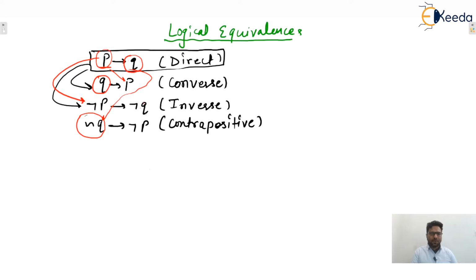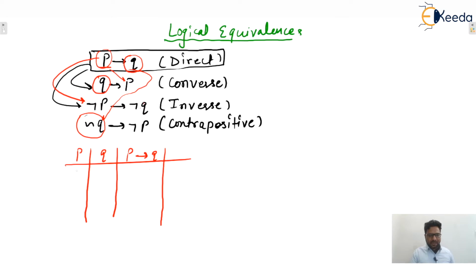So what is the relation between these statements? We'll see one by one. Let us consider a truth table. This is P, this is Q. Two variables are there, so four combinations will be there. And what will be P implies Q? This one will be true, this one will be false, then this one is true, and this one is also true.